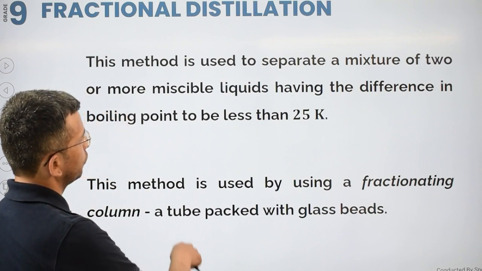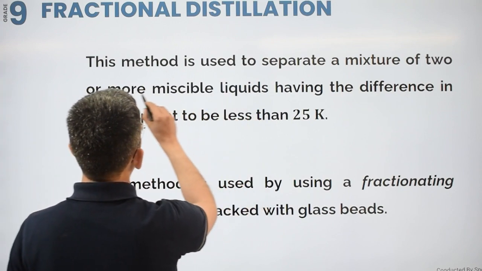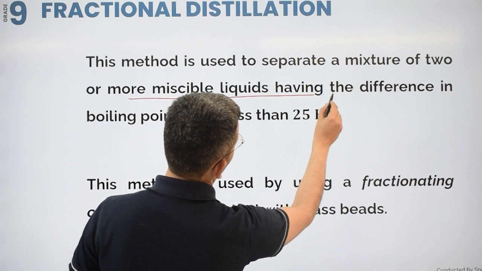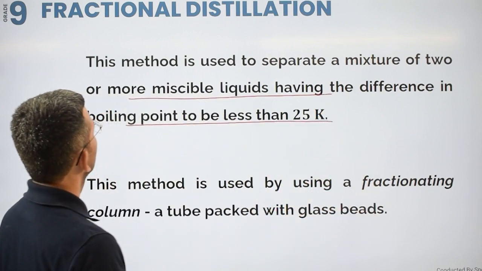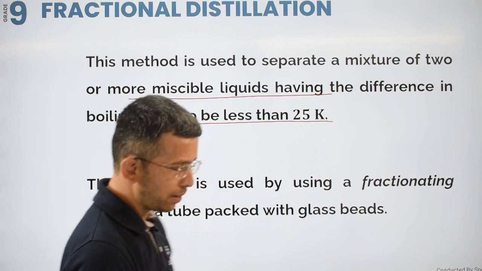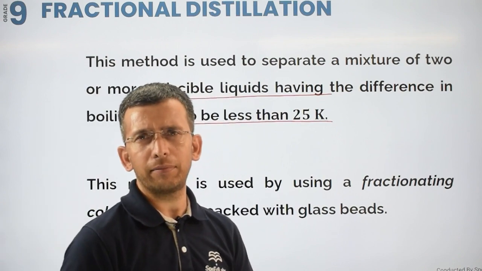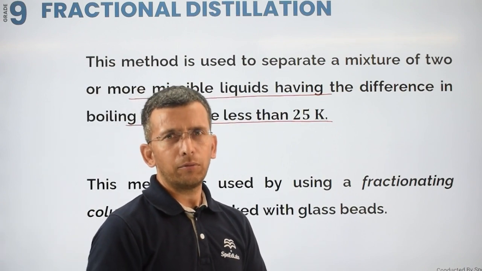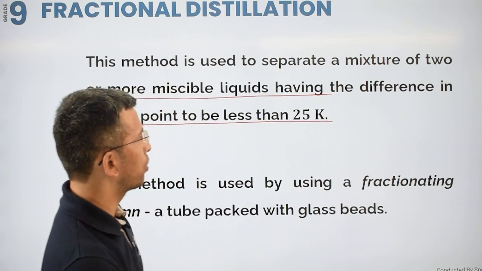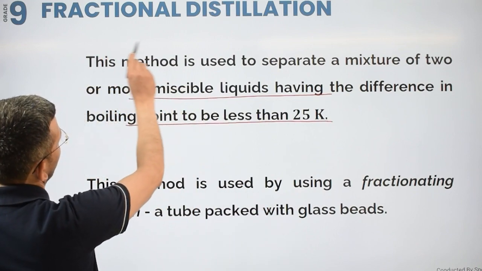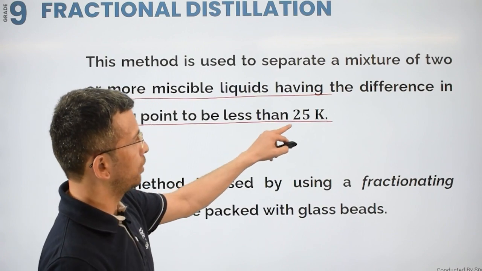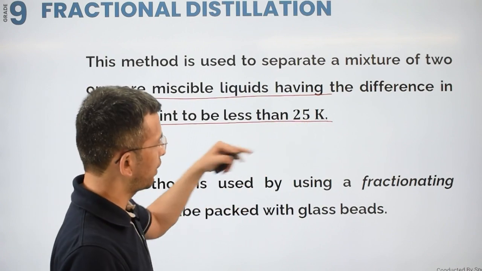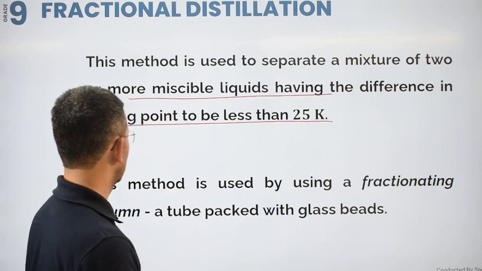This method is used to separate a mixture of two or more miscible liquids having the difference in boiling point to be less than 25. Yes, my dear student, if my components do not have a difference of 25 degrees centigrade, then what will happen? I will use the fractional distillation method. Fine. If the boiling point difference is less than 25, I am going to use the fractional distillation method.